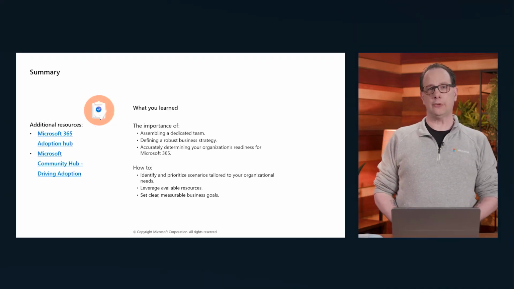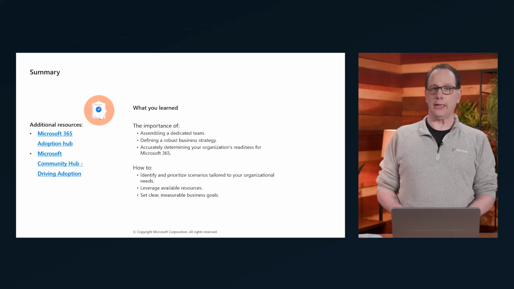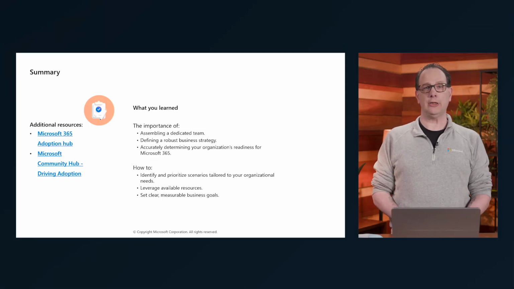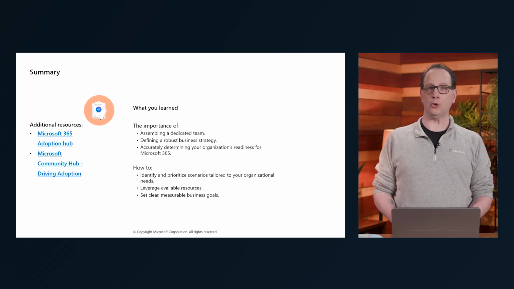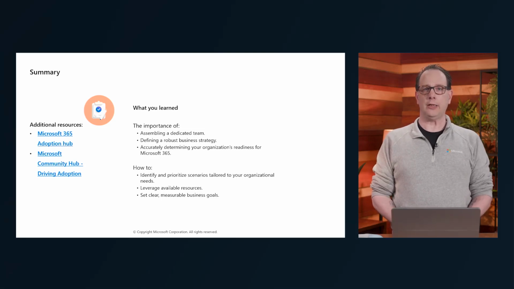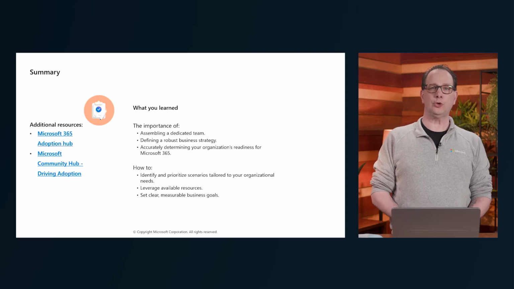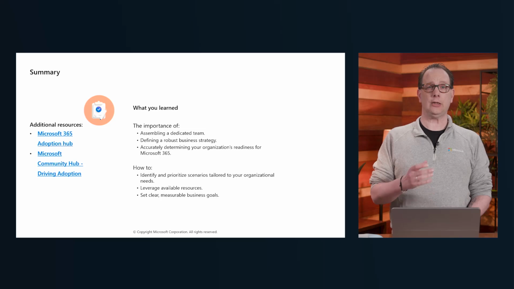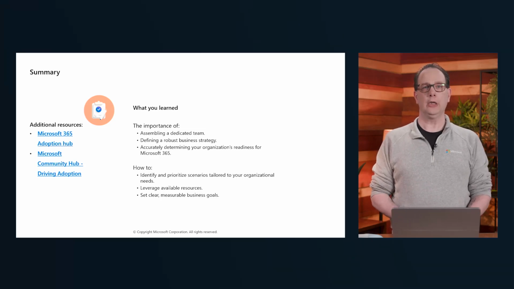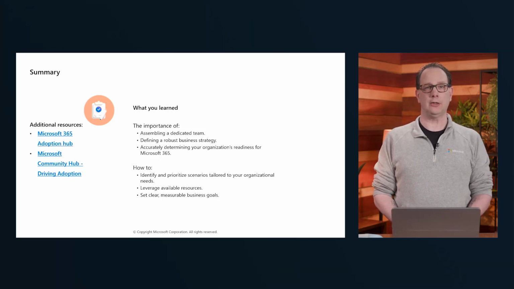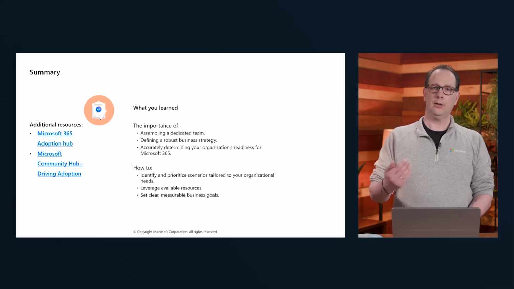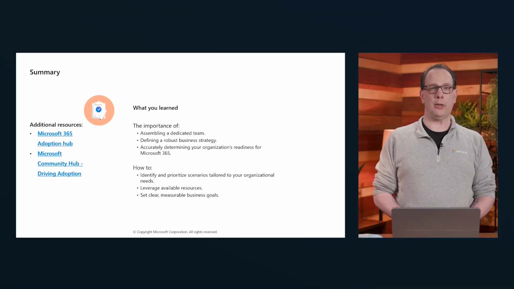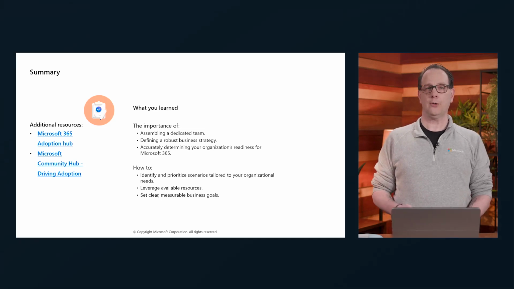So with that, we're at the end of this module, where you learn about the initial phase, getting ready, of the adopting Microsoft 365 Copilot project. By identifying and prioritizing scenarios tailored to your organizational needs, leveraging available resources, and setting clear but measurable business goals, you're now equipped to navigate the adoption journey effectively. This foundational knowledge really prepares you for the subsequent phases, ensuring a smooth, successful adoption of Microsoft 365 Copilot.